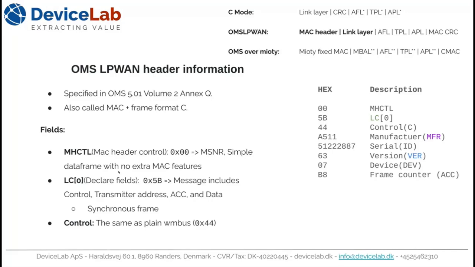It's followed by a link layer in frame format C. The link layer is more configurable than the frame format A we just saw, and that is handled by what's called an LC field. It declares what's actually in this frame format C header. We have the control and address included directly from the wireless MBUS frame, and additionally, this meter is using an extra ATC frame counter at the link level.